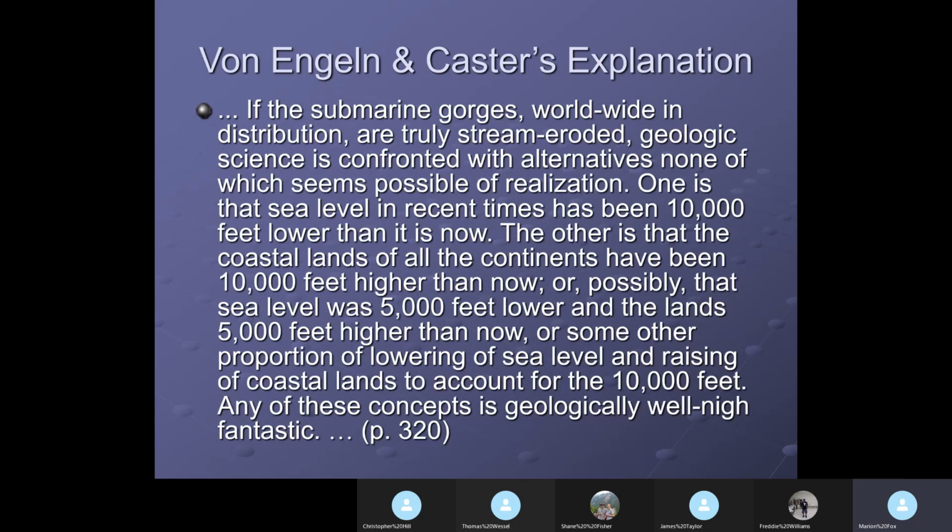The other is that the coastal lands of all the continents have been 10,000 feet higher than now, or possibly that sea level was 5,000 feet lower and the lands were 5,000 feet higher, or some other proportion of lowering of sea level and raising of the coastal lands to account for the 10,000 feet. Any of these concepts is geologically well-nigh fantastic, okay? In other words, they say we can't explain it, and it's fantastic to even contemplate these possibilities.